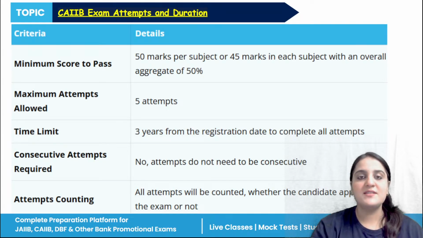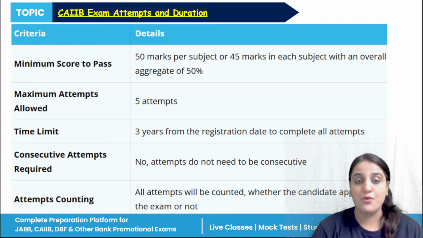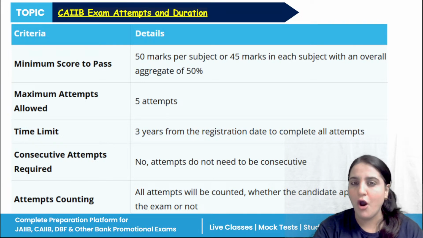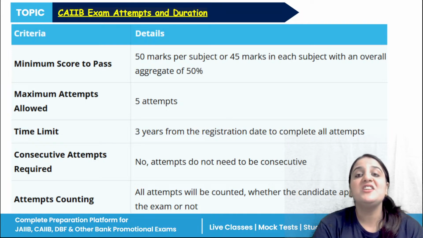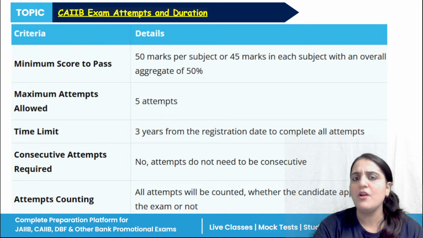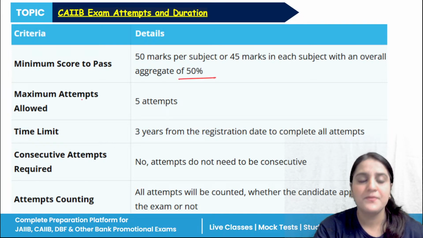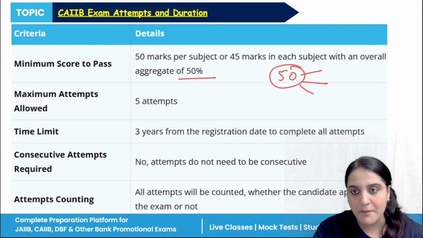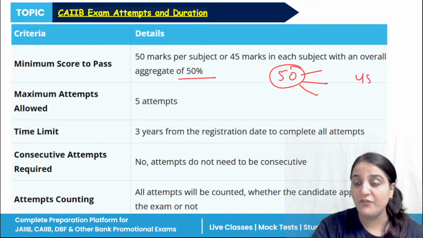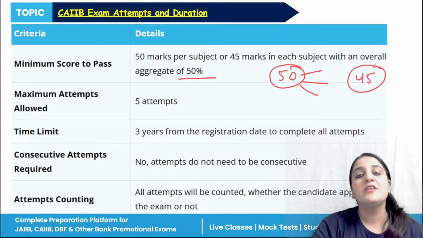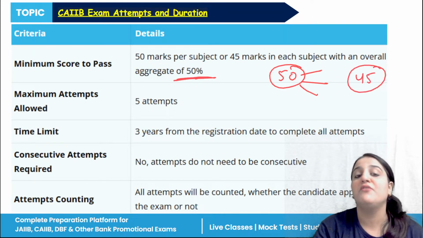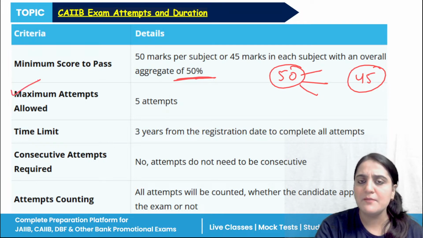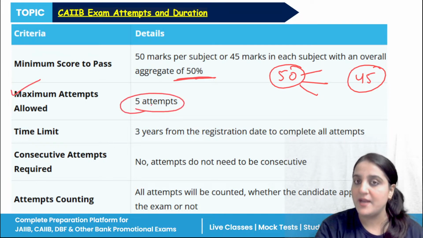If I talk about SEB exam attempts and the duration, you have to understand that here. Minimum score to pass: 50 marks per subject, or 45 marks in each subject with an overall aggregate of 50%. That means you can score 50 marks in each paper, or 45 marks in each paper, but the overall aggregate should be 50%. How many attempts are allowed? Only 5 attempts are allowed.